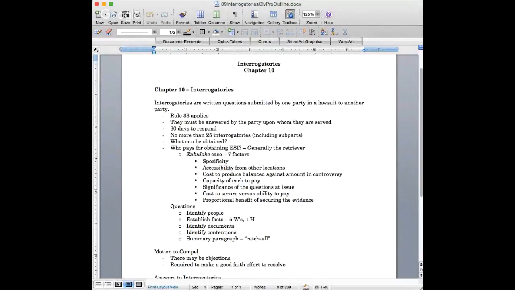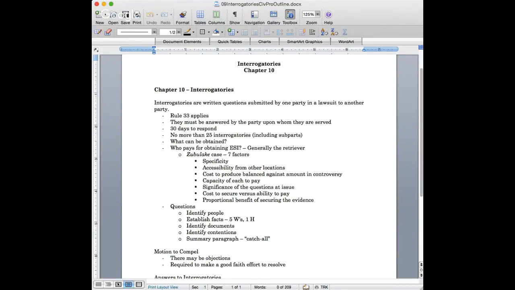Okay, we're back talking about interrogatories, which is the next discovery method, and probably the first one in the process. Not as often thought about as depositions because it's not quite as exciting, because it's written documents. But interrogatories are usually one of the first things that happen, and they're pretty simple. Interrogatories are just the written questions submitted by one party in a lawsuit to another party.